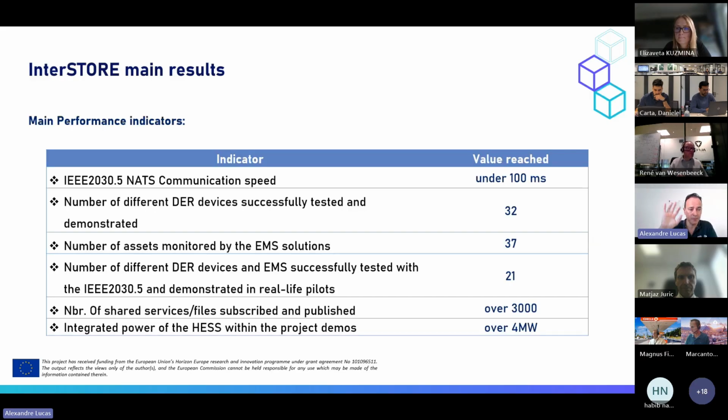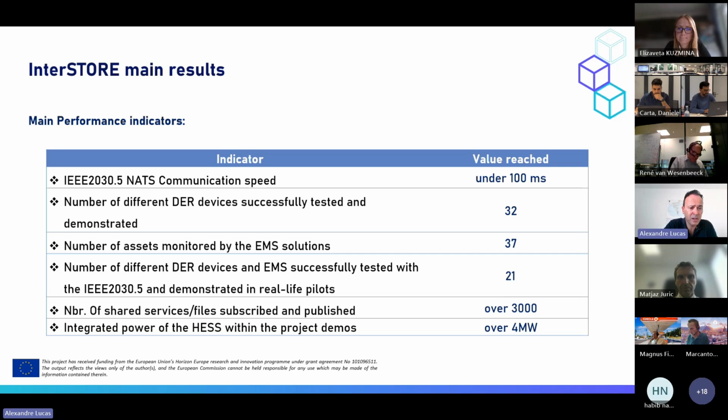In terms of just to highlight some main performance indicators, which I think are quite sound. I was referring before to the NATS communication over the IEEE 2030.5. We've reached under 100 milliseconds. Actually, our colleagues in Spain reached approximately 50 milliseconds. So it's quite powerful. It unleashes many use cases, critical services, given the speed and given the fact that NATS is an asynchronous way of communication. And it enables many-to-many communications, as we will highlight further along the presentation.